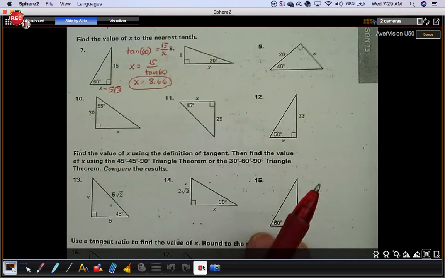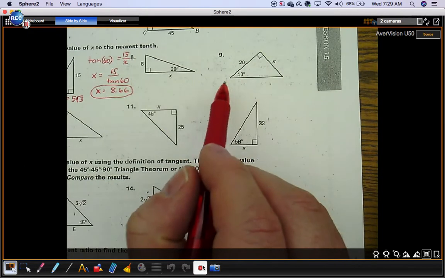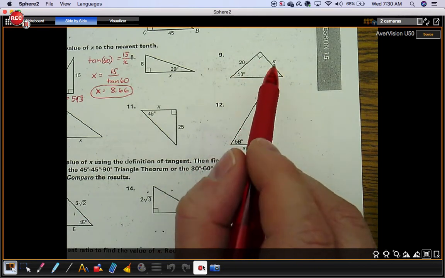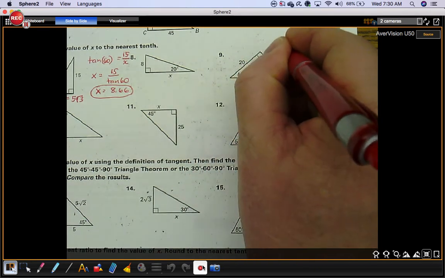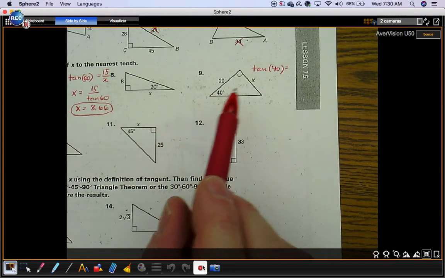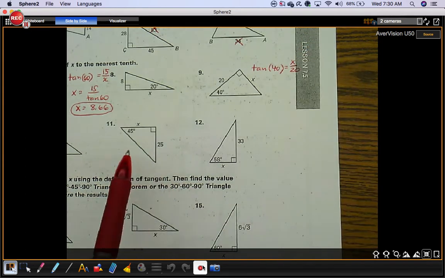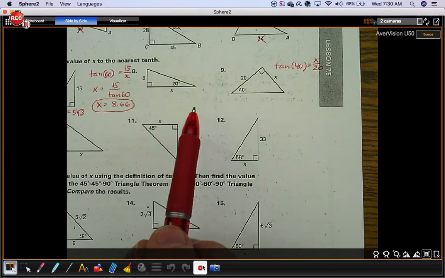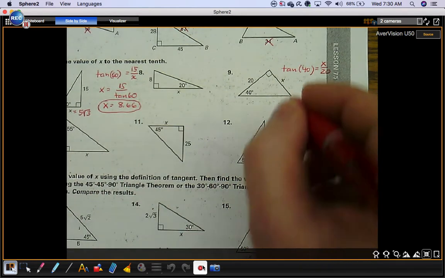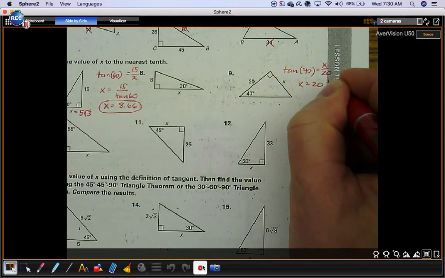Let's skip over and do number 9 because number 8 is just like number 7. Number 9, we're going to use tangent because we have this leg and we want this leg. So tangent of our acute angle equals a fraction, and the fraction is opposite over adjacent. So it'll be x over 20 in this case. See how the variable's in a different spot? The variable's up top this time. When the variable's down below, you divide. When the variable's up top, you multiply. So x is 20 times tangent 40.